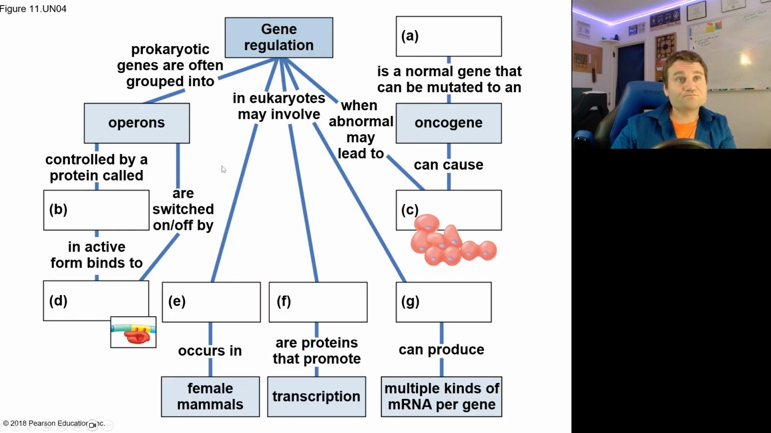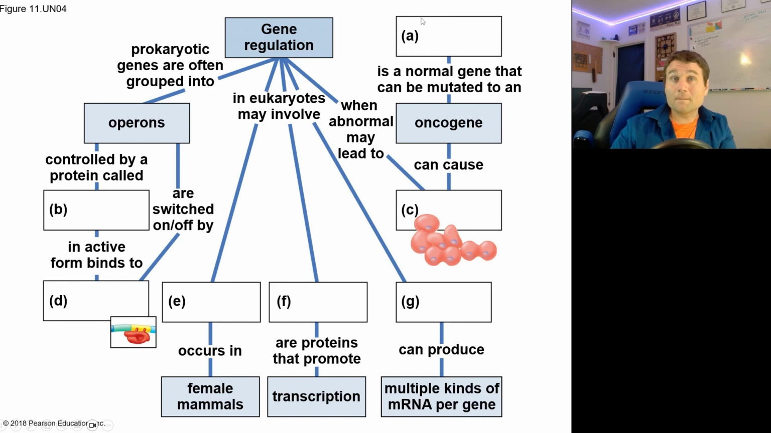Okay, so this is a review chart of a lot of the things that we've talked about in this video series so far. Gene regulation is how genes are turned on and off in various cell types. Prokaryotic genes are often grouped into something called an operon. Operons are controlled by a protein called blank, which in its active form binds to blank. And here's a clue. They've given you a little picture of B and D right here.